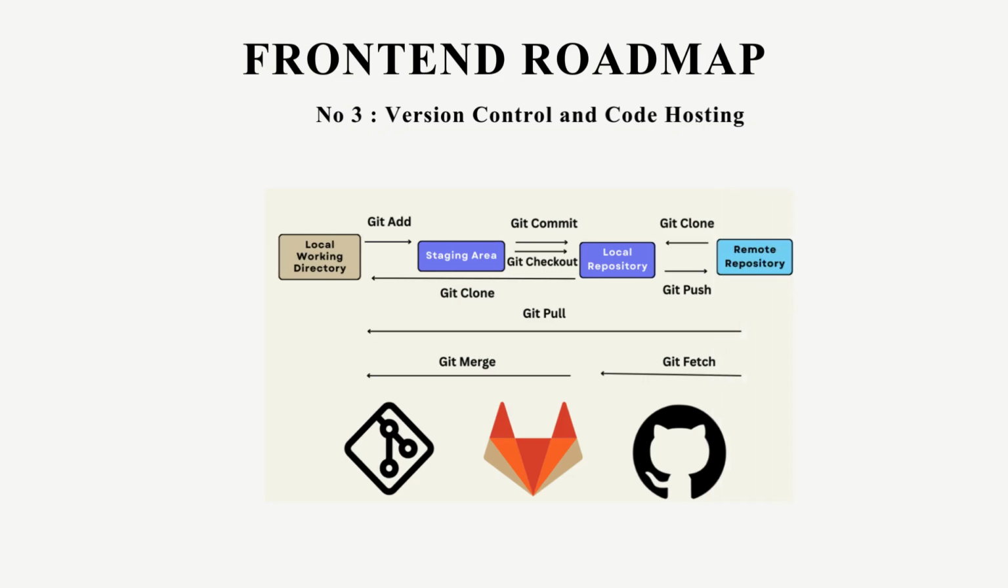The most widely used version control system today is Git. Git allows developers to track code changes, collaborate with other developers, and revert to previous versions of code. Developers usually store their repository on platforms like GitHub and GitLab. These platforms allow teams to collaborate, reuse code, and manage projects efficiently. For front-end developers, Git is an essential skill.